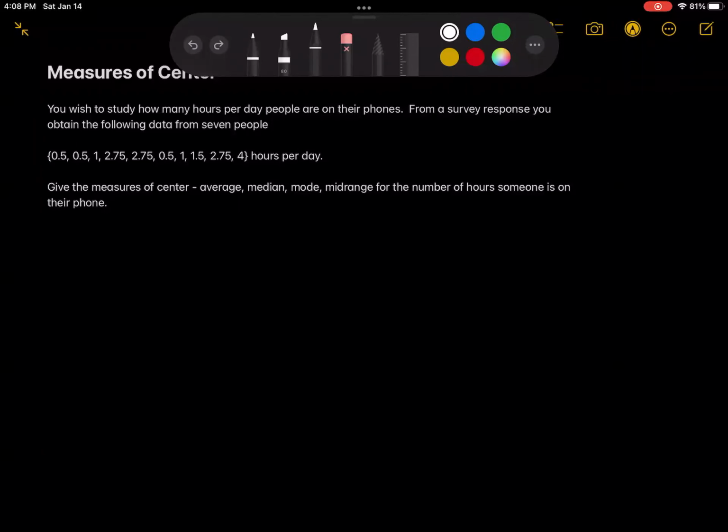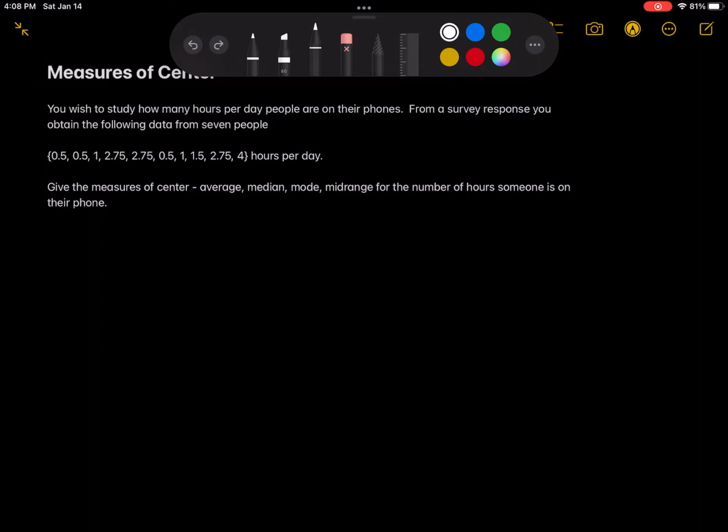Let's say we wish to study the average number of hours per day that somebody's on their phone. So we collect data from 10 people. That should not say 7, that should say 10. So we collect data from 10 people. I've got 10 data points right there, and that's how many hours per day that somebody's on their phone.